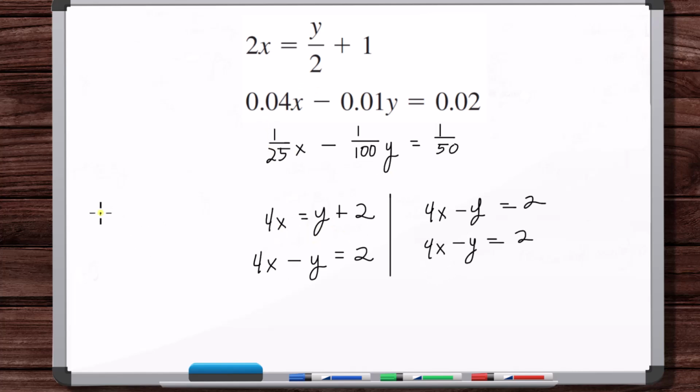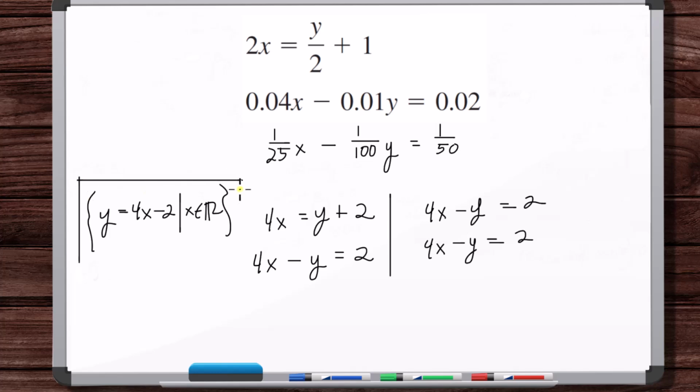So let's get the simplest form of this line. We can use this equation. Y is equal to 4x minus 2, where x is any real number. It's any point on this line solves this system. And that means that whenever we have a case like this, the two equations are dependent. You don't call this an identity. You say the two equations are dependent. Or however many equations there are, they're dependent.